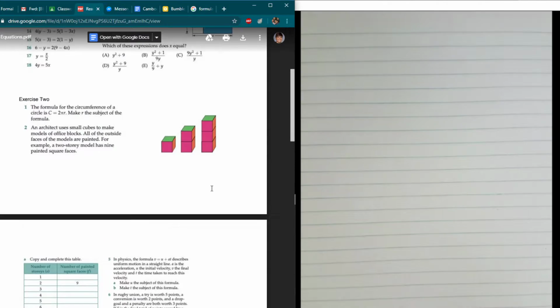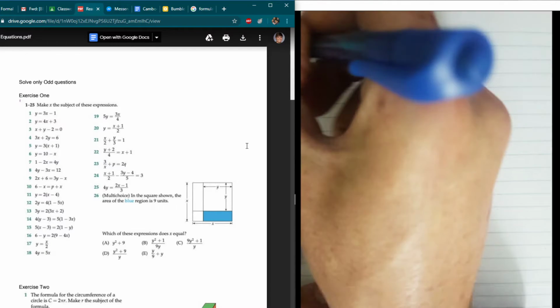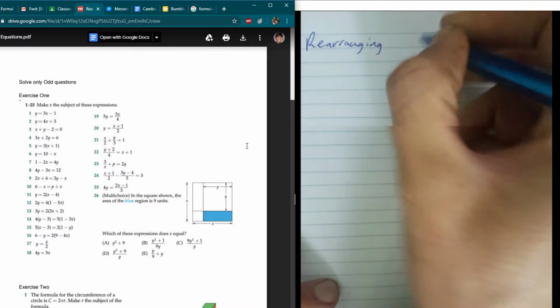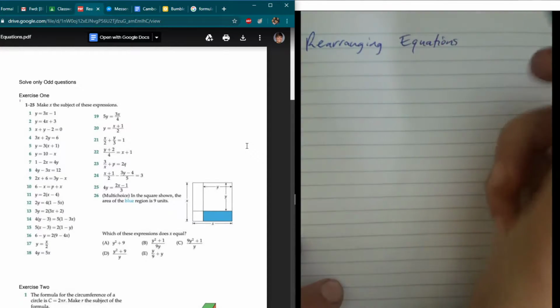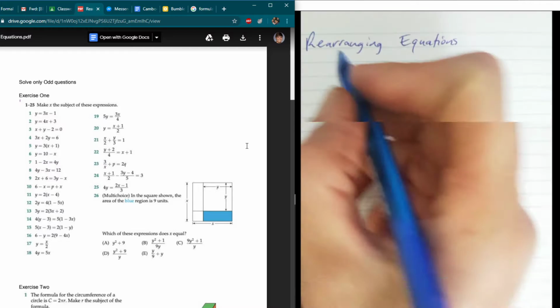Kia ora guys, we are going to have a look at rearranging equations. I'm going to give you the concept, how I do it, and I'm going to give an example for each exercise on this worksheet, which should help you be able to complete it.